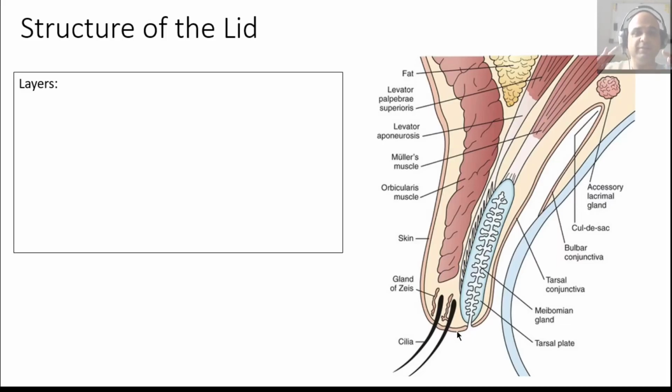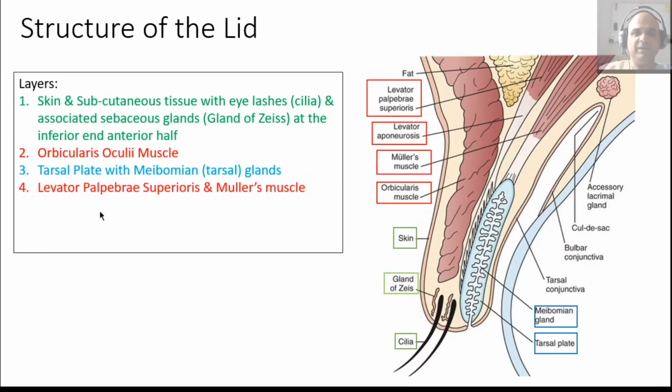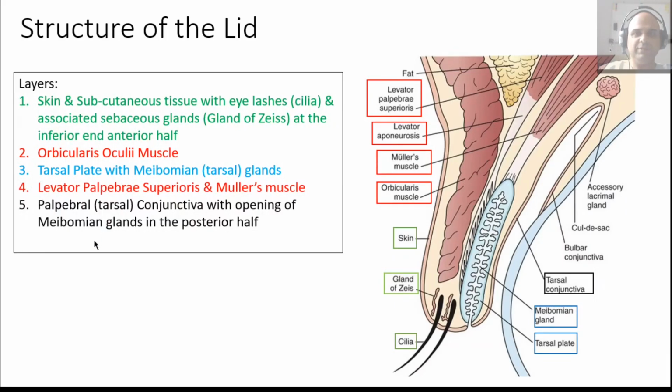Although when you look at the lid, there is no clear distinction between the skin part and the conjunctival part. There's a very smooth transition between the two. So this conjunctiva is also called palpebral conjunctiva or tarsal conjunctiva, and we have talked about this when we were talking about conjunctivitis. So skin, subcutaneous tissue, orbicularis muscle, the tarsal plate, together with levator palpebrae superioris, Müller's muscle, and then finally palpebral conjunctiva are the various components that make up the lid.